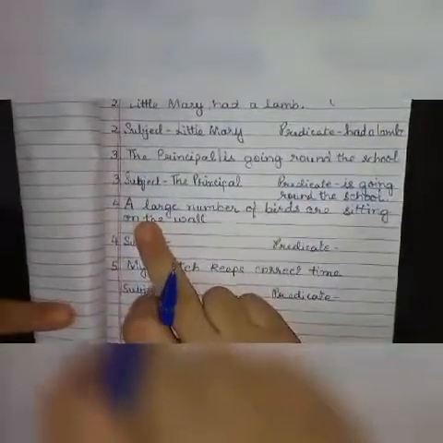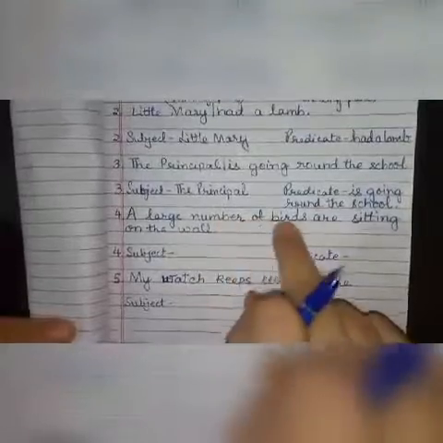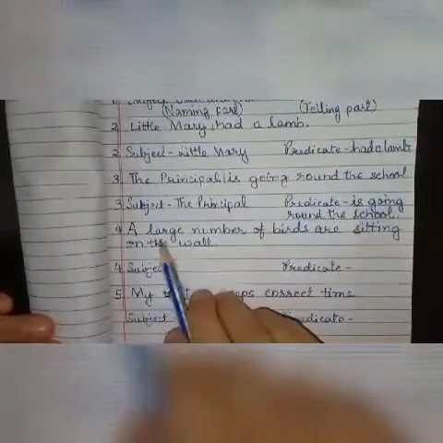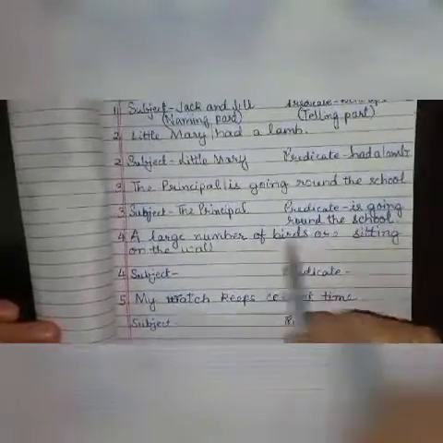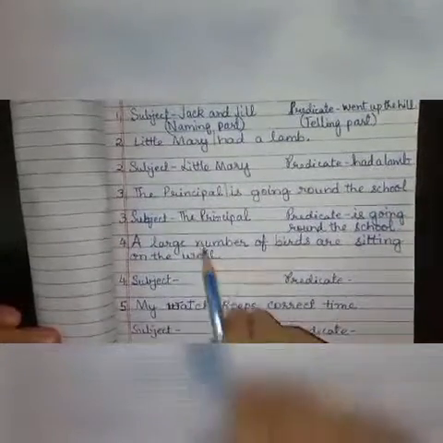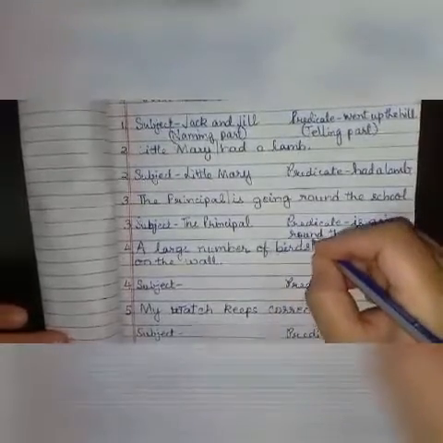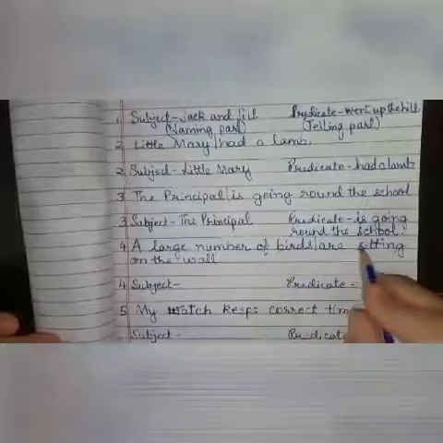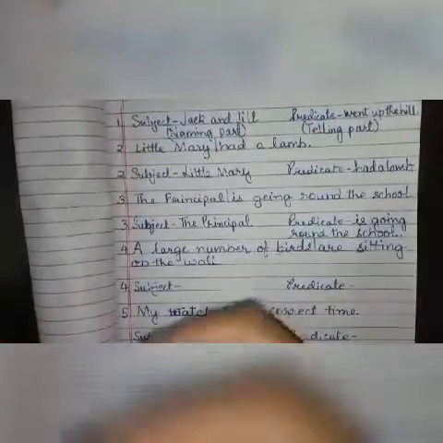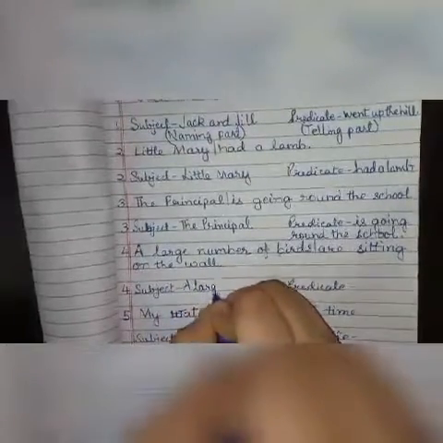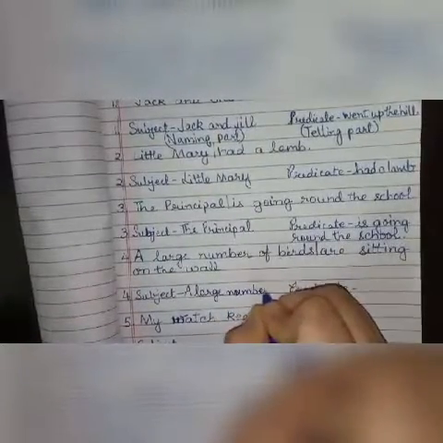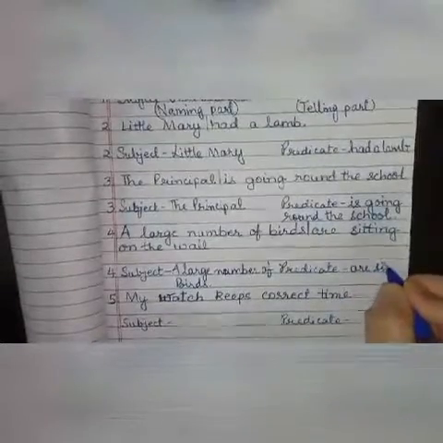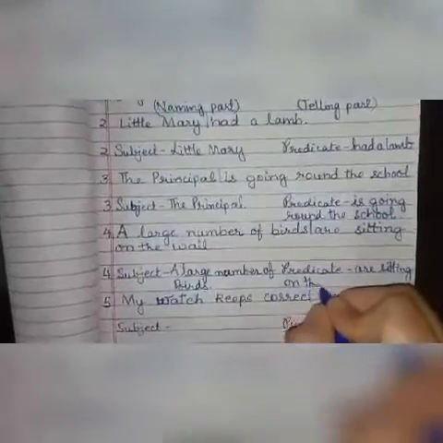Now, let us see the fourth example. A large number of birds are sitting on the wall. So here the naming part is what? Tell me. Are you able to tell me? A large number of birds are sitting on the wall. You can understand from this sentence, birds are sitting on the wall. Yes. So the naming part, a large number of birds, is the naming part over here. Are sitting on the wall. What are they doing? They are sitting on the wall. It is the predicate. Okay. So I will write here, a large number of birds is the subject and the predicate is are sitting on the wall.